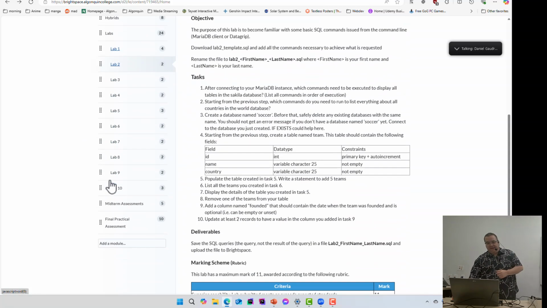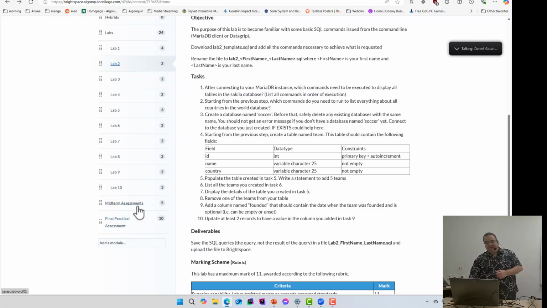And after the labs, you'll see two things down here. It shows midterm assessment and final practical assessment. There's nothing in there you guys can see yet because it's not available to you because it's not the time of year yet.